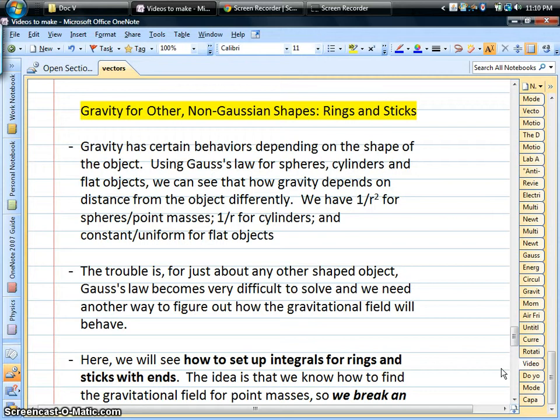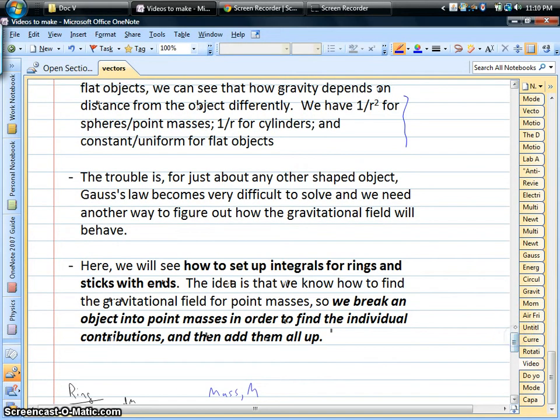It's also different from another video that I have out there for Gaussian shapes, that is spheres, cylinders, and flat objects, where the behavior of gravity differs depending on the geometry, the shapes of the objects. We're going to look at two types of objects where Gauss's law does not work, and that would be a ring or a stick that actually does have ends. Now these are two shapes that Gauss's law does not work with.